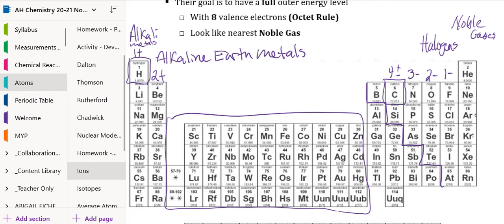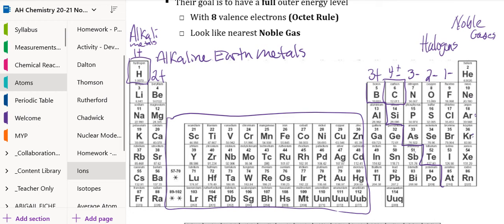Who's the nearest noble gas neighbor to boron? Helium. And what's boron going to have to do to have the same electron arrangement as helium? Take away 3, so what's the charge? Plus 3. 3 plus. Put the sign after the number. Very good.